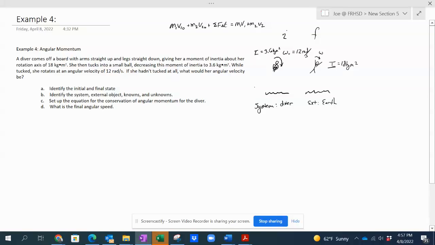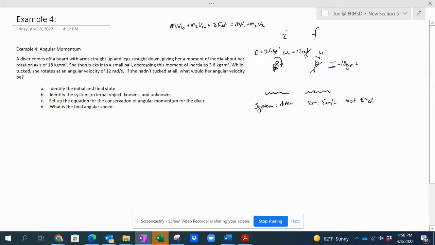Now, above here I have my momentum equation, but when we look at this, our system is the diver, the external object is the Earth, but the Earth pulls at the center of mass. So when a person dives into water, they rotate about their center of mass, which means here there will be no external torque because the distance from the force of the Earth exerted to the center of mass is zero, because the force of the Earth is exerted on the center of the mass of the person.